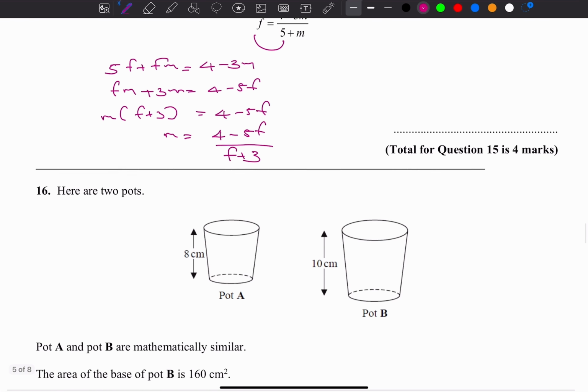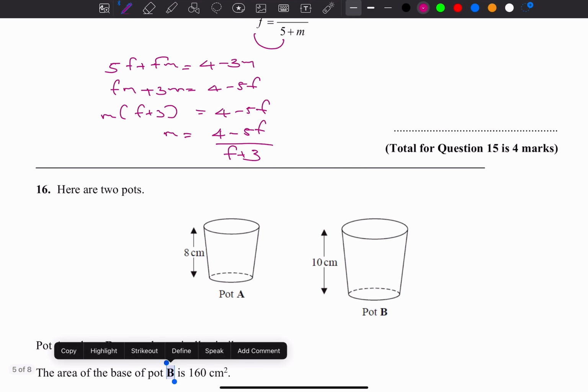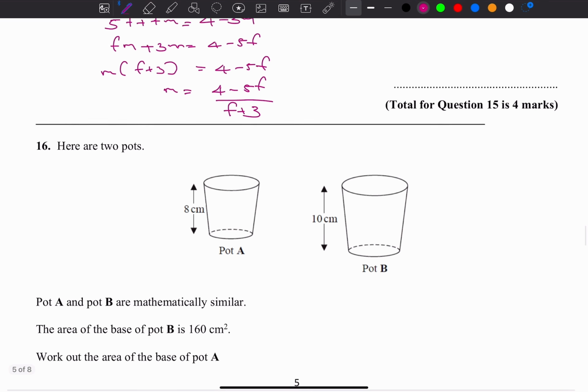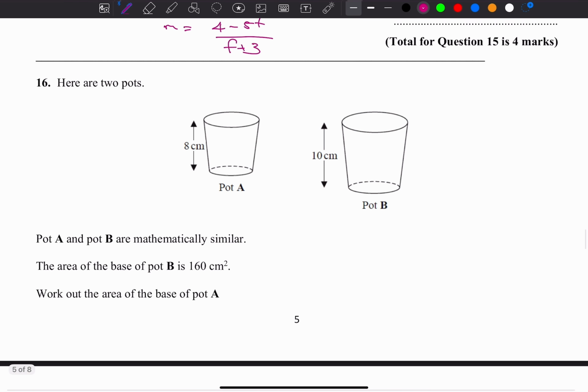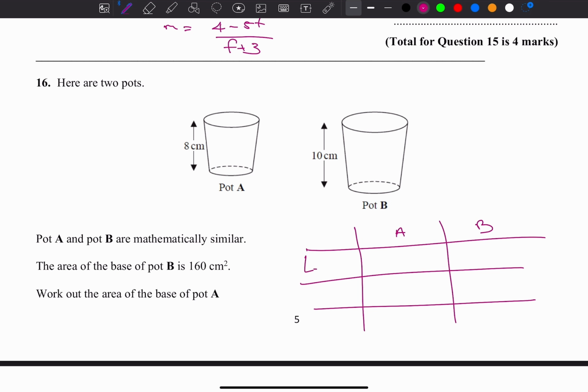Okay. Next one. Area of that. This is A, B. Then you would have what? Length, area, volume. What is the length ratio? Length ratio technically is the height, but we could say it's length. It's 8:10. But because it's the length, I can simplify it. What is 8 over 10?